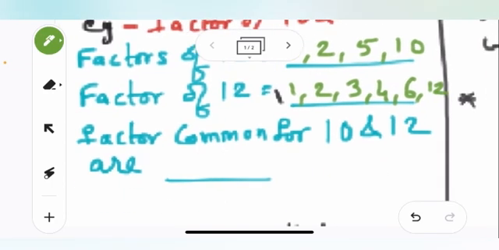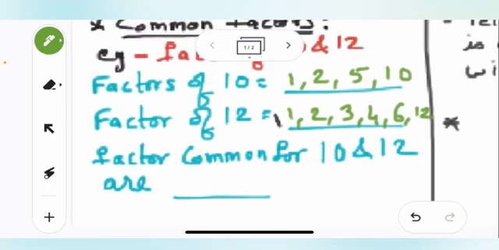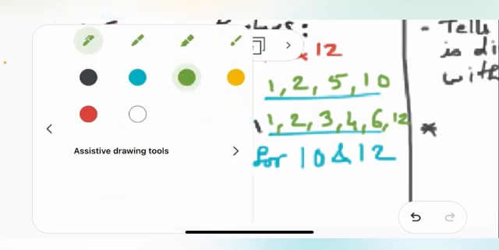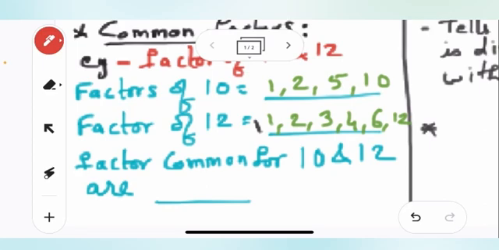So here we have to find out which are the common factors for 10 and 12. The common factors for 10 and 12 are 1, 2 and that's it. Okay, so 1 and 2 are the common factors for 10 and 12.